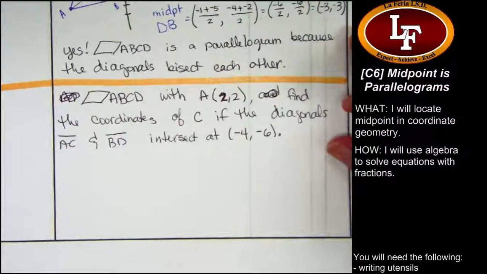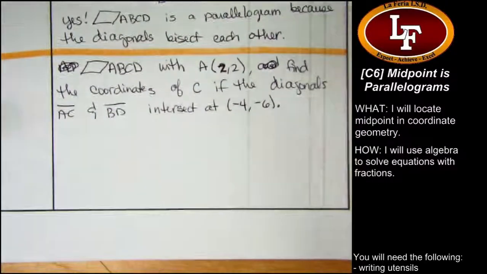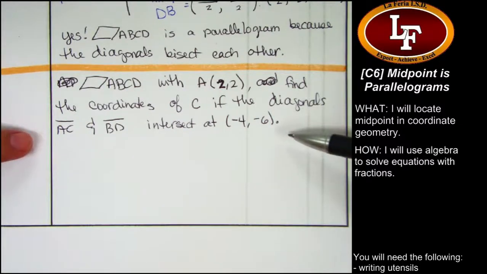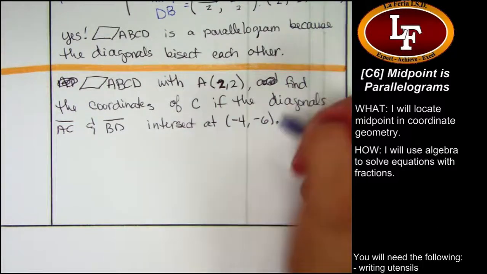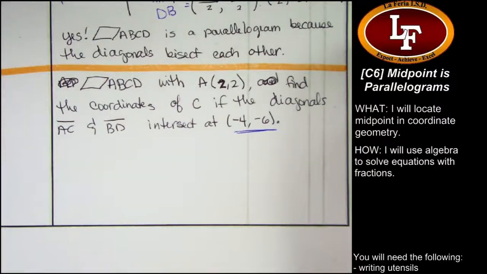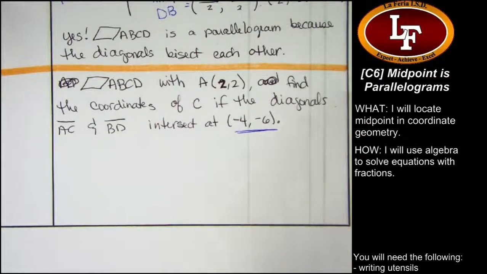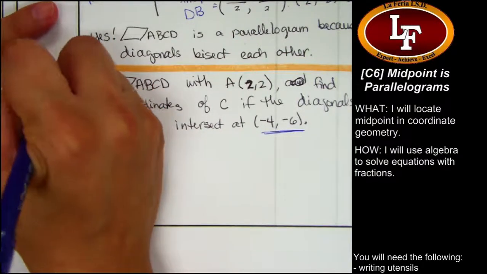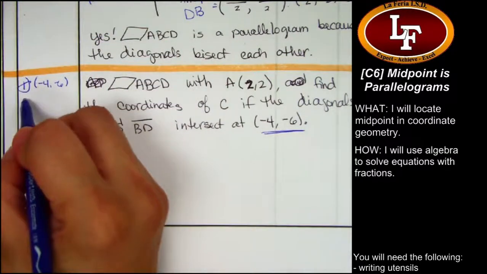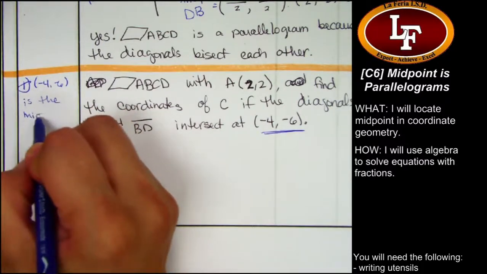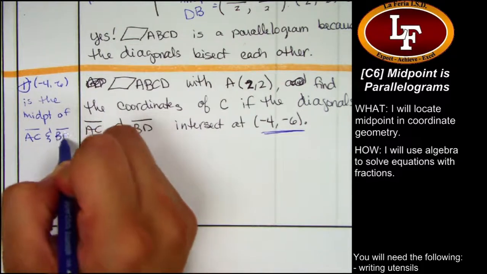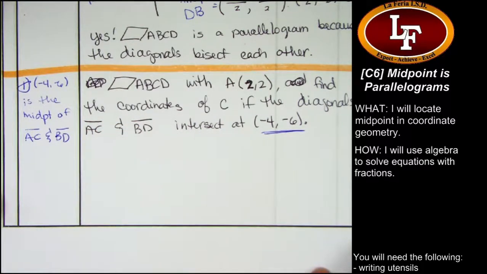Couple things that you need to know before you deal with this problem. First off is this idea that the diagonals bisect each other, which means that if they're intersecting at -4, -6, this -4, -6 is the midpoint of line segments AC and BD. So the first thing we need to know is that -4, -6 is the midpoint of line segment AC, and it's also the midpoint of line segment BD.